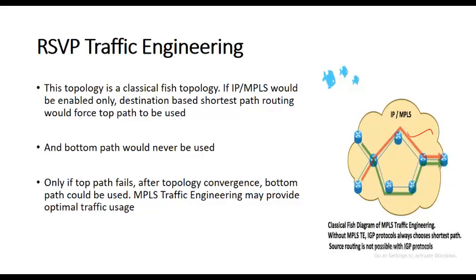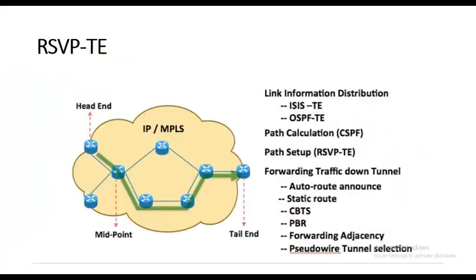So RSVP depends on these four things. One, you need a link state routing protocol. That link state database is distributed, and RSVP will maintain a database, the link state database, copying from ISIS or OSPF. Secondly, using the database, it calculates the constrained shortest path first.